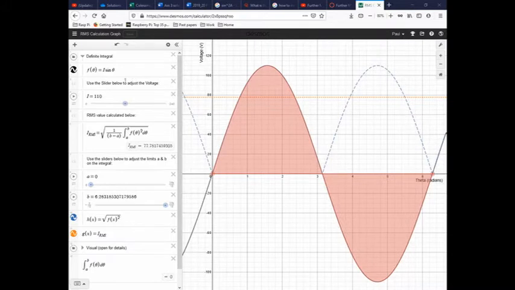I just realized that the question is about current, so I changed the Desmos graph to have current instead of voltage, but it really doesn't matter. The same theory applies.